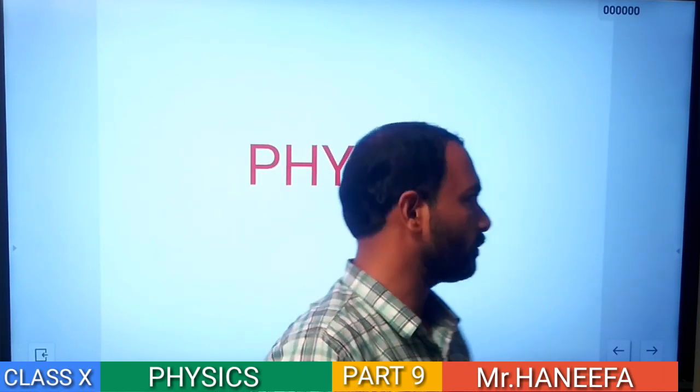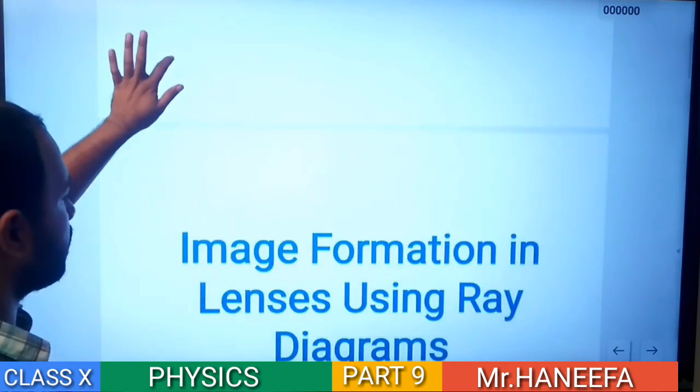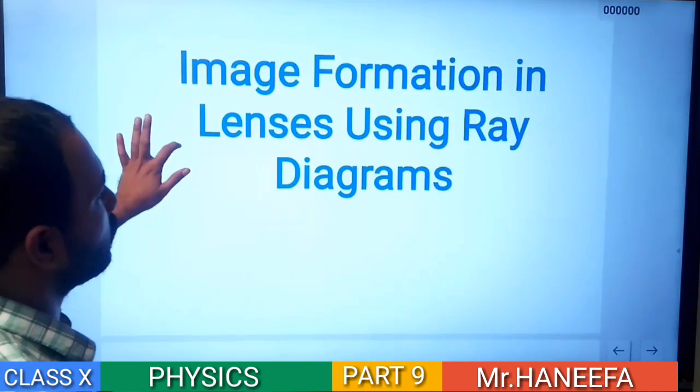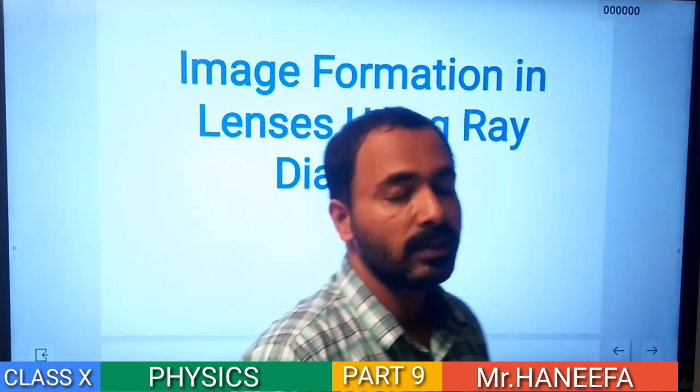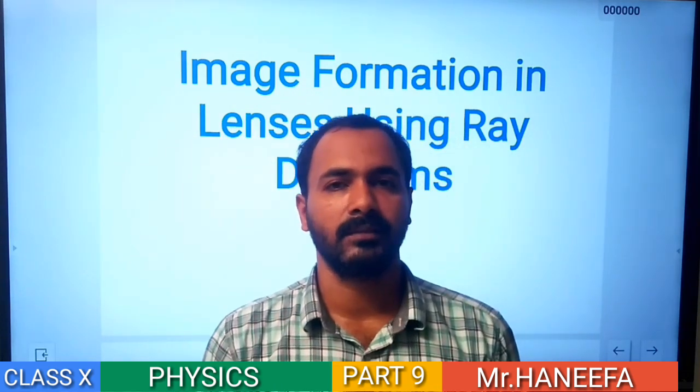In the previous classes we discussed two types of lenses. What are the two types of lenses? Convex lens and concave lens. And we discussed terms related with convex and concave lenses. So in today's class we have to discuss image formation in lenses using ray diagrams.